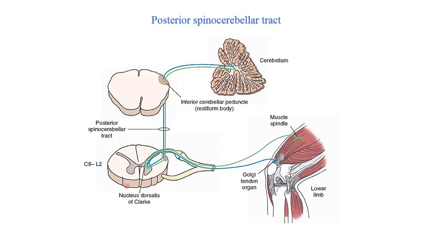The axons of second order neurons ascend in the posterior spinocerebellar tract located in the lateral funiculus on the same side of the body to the level of the medulla. Here the fibers enter the paravermal region of the cerebellum via the inferior cerebellar peduncle.